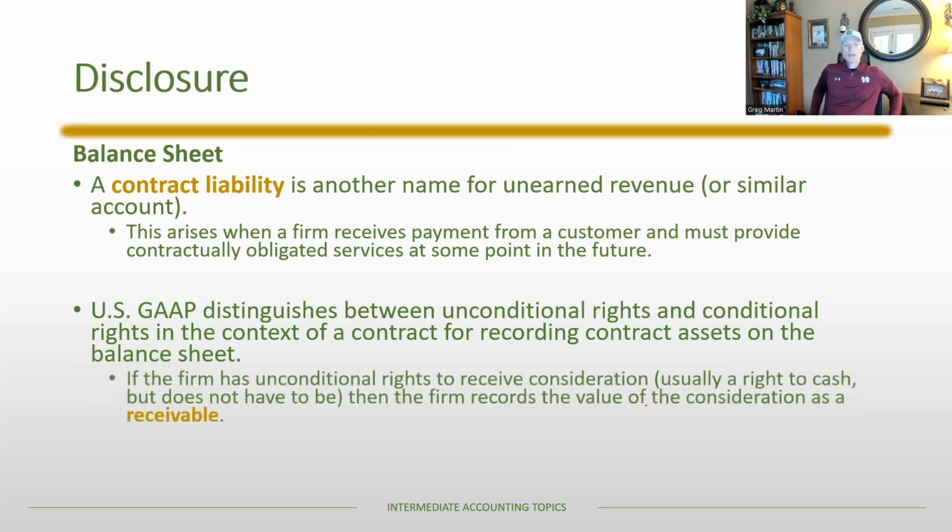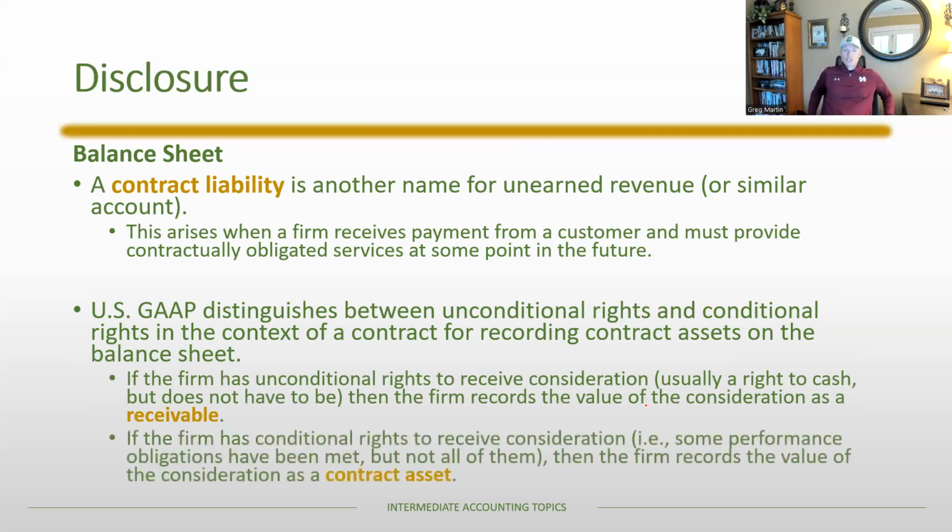An unconditional right is usually a right to cash or something like that. But as soon as you have an unconditional right, no further obligation under the contract, that's a receivable. We've done that before. However, you could have a situation where you have a conditional right. In other words, some of the performance obligations have been met, or maybe a portion of this overarching performance obligation has been met, but not all of it. And so in that case, the firm records the value of the consideration as a contract asset.